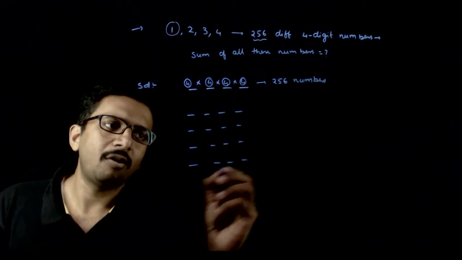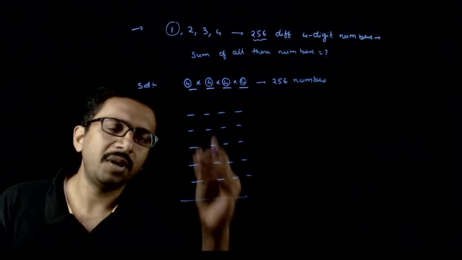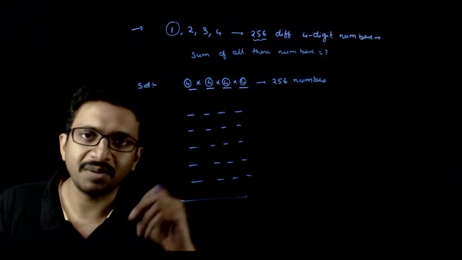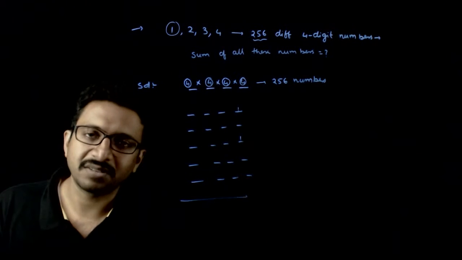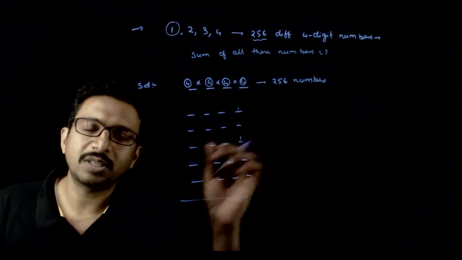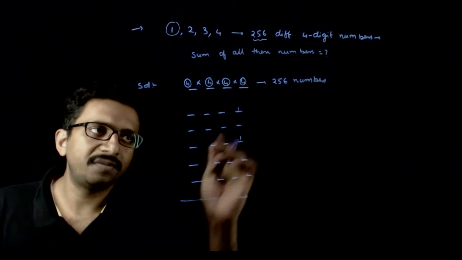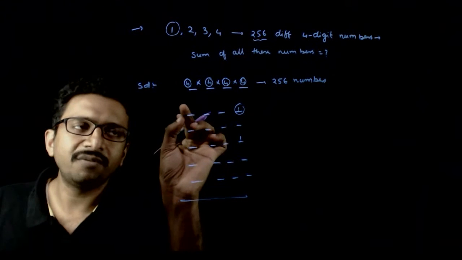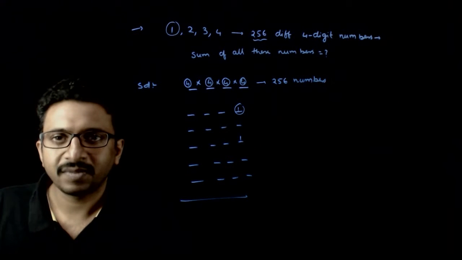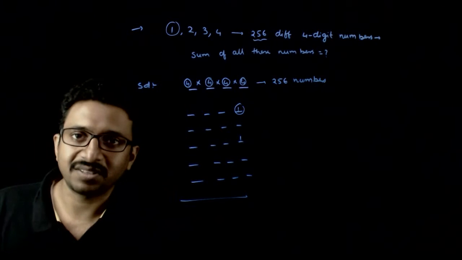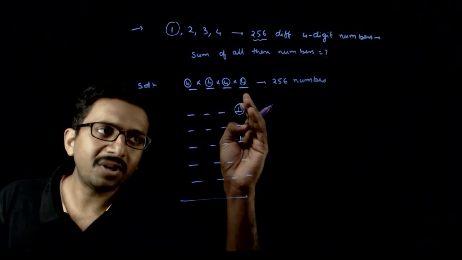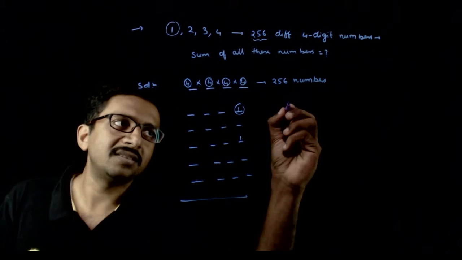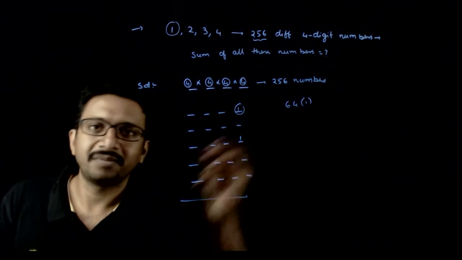Assume that you write all these 256 numbers one below the other. Now, in how many of these numbers does the digit 1 occur in the units place? If 1 occurs in the units place, the remaining 3 places can be filled in 4 into 4 into 4 ways, that is 64 ways. So 1 occurs in the units place 64 times. If I add all those ones, you have 64 into 1.